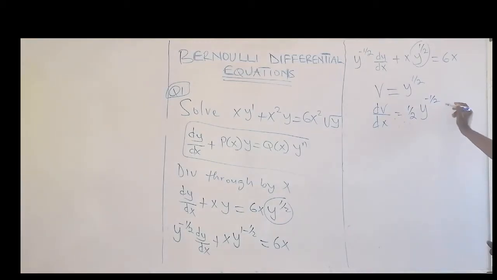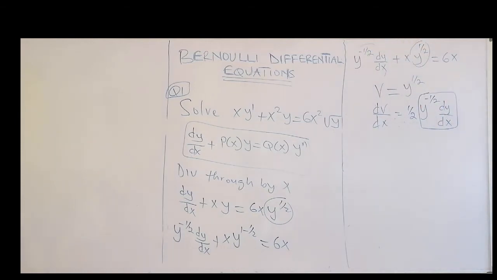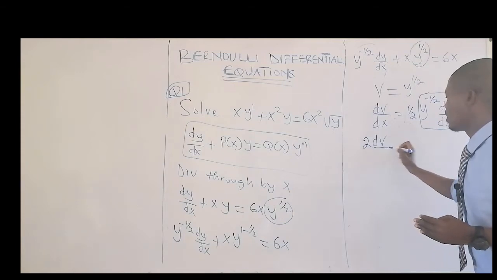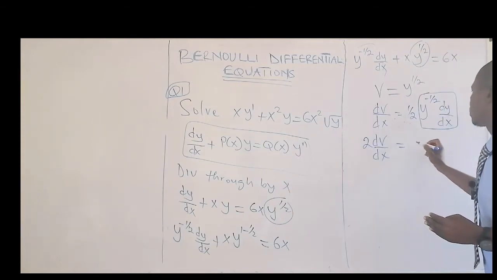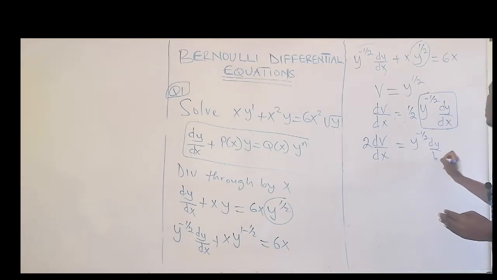So we have this dv/dx, and you can see it here. There's a half here, and we need to cancel that half by multiplying by 2. So we have 2 dv/dx equal to y to the minus half dy/dx.